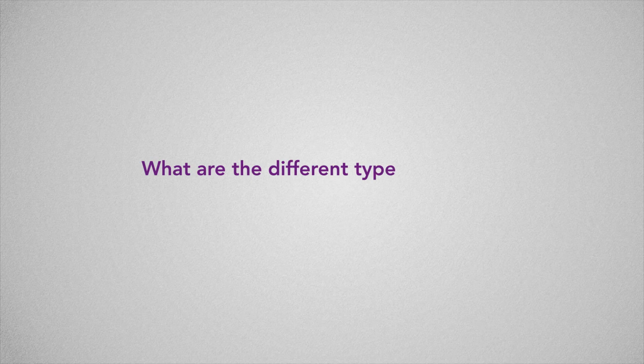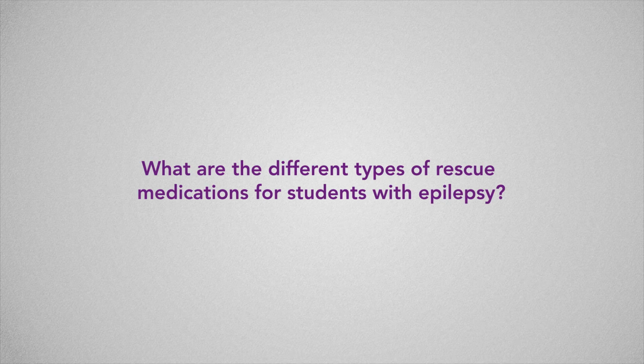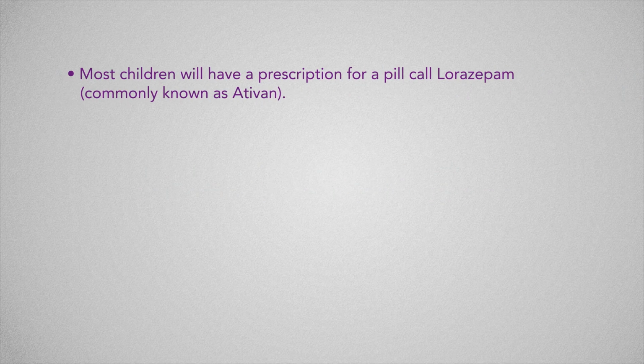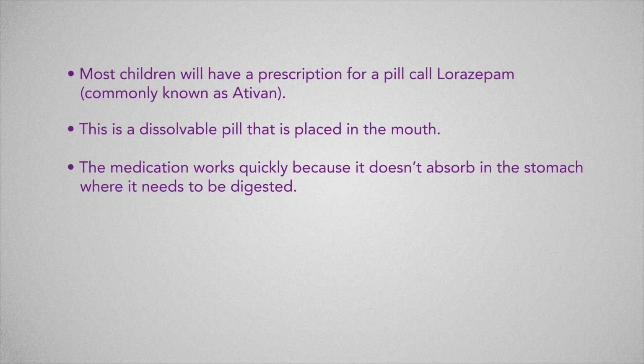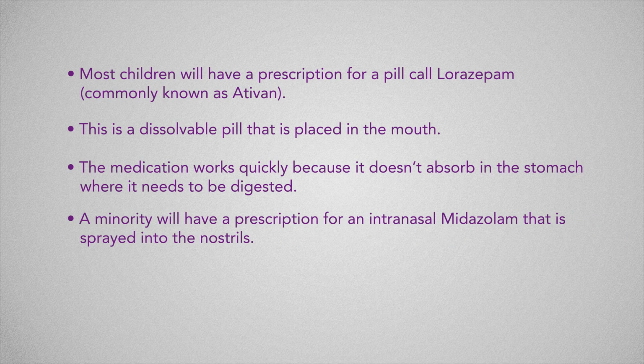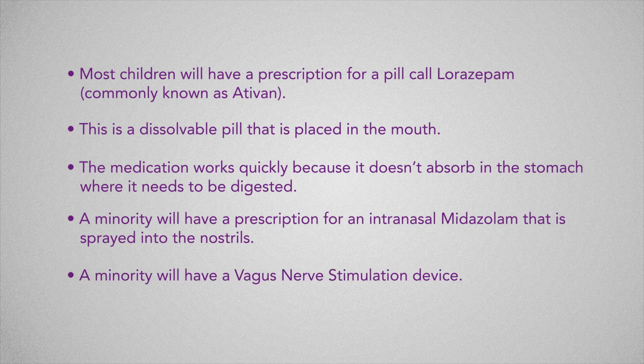What are the different types of rescue medications for students with epilepsy? Most children will have a prescription for a pill called Lorazepam, commonly known as Ativan. This is a dissolvable pill that is placed in the mouth. The medication works quickly because it doesn't absorb in the stomach where it needs to be digested. A minority will have a prescription for an intranasal midazolam that is sprayed into the nostrils. A minority will have a vagus nerve stimulation device.